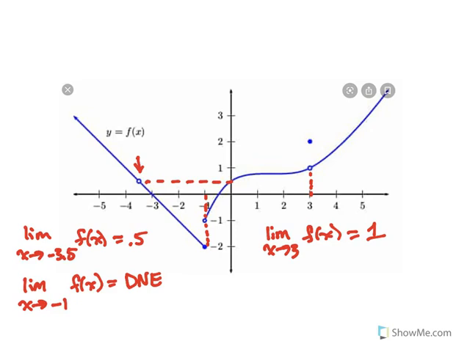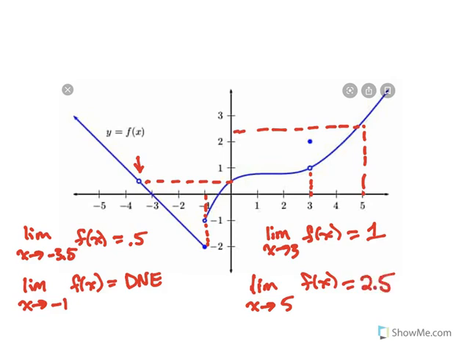And then, of course, we have the easy ones. So what would it be? The limit as x approaches, oh, I don't know, let's go with 5. About 2.5. Okay, and that one, the function exists there, the limit exists there, and they match up.